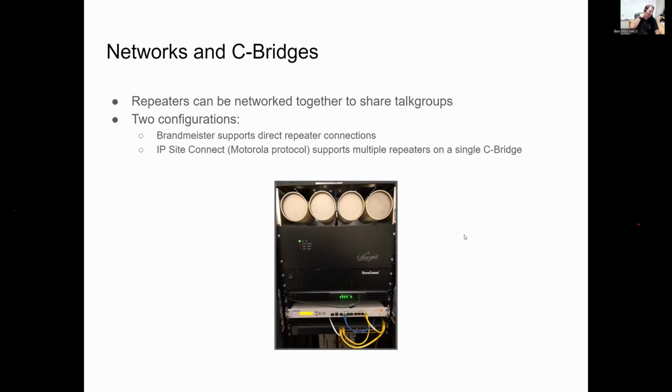Okay, so repeaters can be networked together to share talk groups. The hams have done some pretty ingenious things with linking repeaters together to make gigantic networks, and even better yet, bridge the networks together so that the local Northern Virginia network has cross connects out to different other networks. Some of them are much bigger, global or nationwide networks, and some of them are more regional.